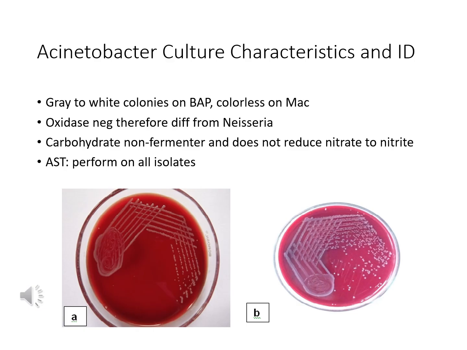For culture characteristics, Acinetobacter usually grows a gray-white colony on blood agar. They have a colorless colony on MacConkey. Remember that while it can be confused with Neisseria, only Neisseria meningitidis will grow on a blood plate. It is oxidase negative, so again, that's another way to differentiate from Neisseria. It is a carbohydrate non-fermenter and does not reduce nitrate to nitrite.